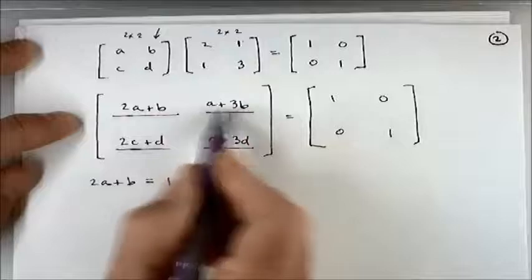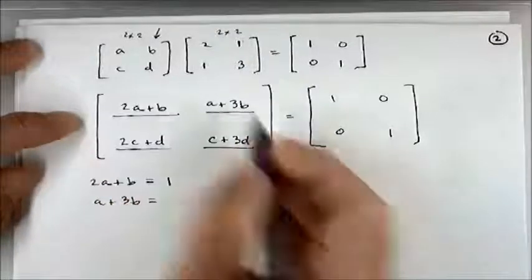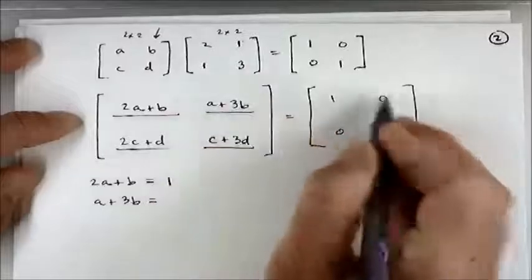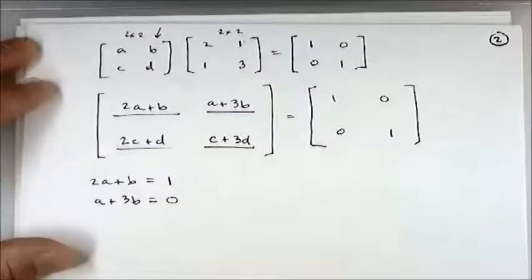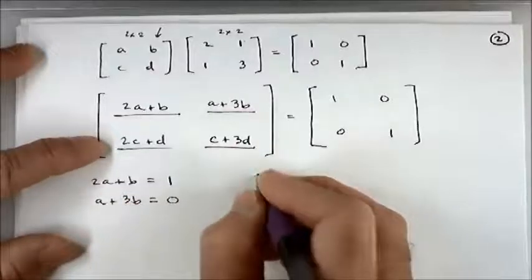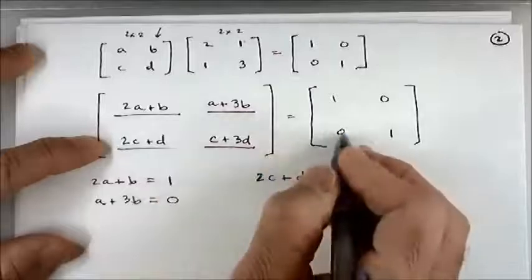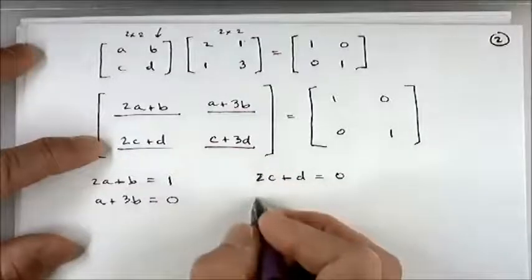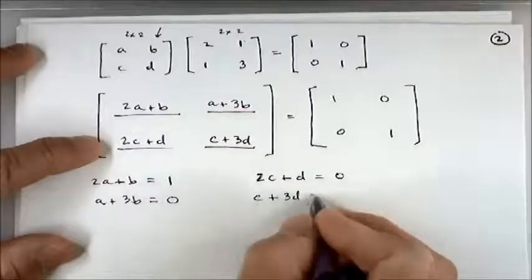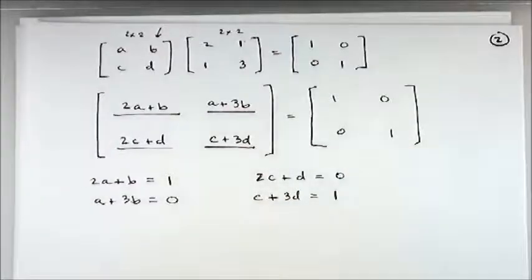A plus 3B, that's in the upper right corner. That should be equal to 0. 2C plus D, lower left-hand corner, that should be equal to 0. And then C plus 3D equals 1. Is everybody okay with how I'm getting those equations? Okay, I'm seeing some stuff in the chat. Probably you were answering as I was going.